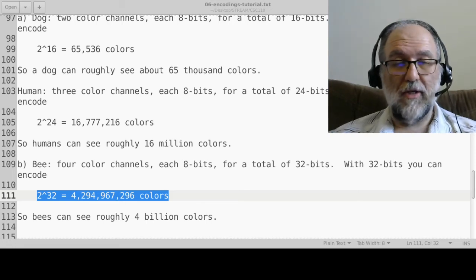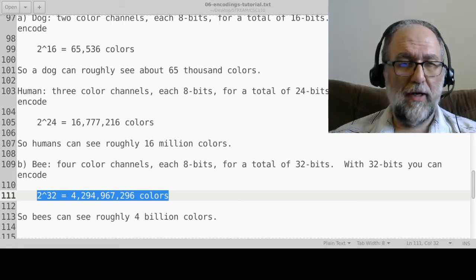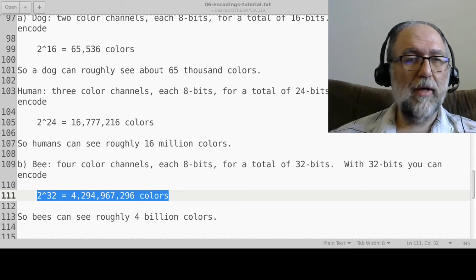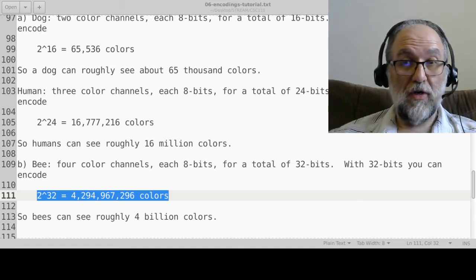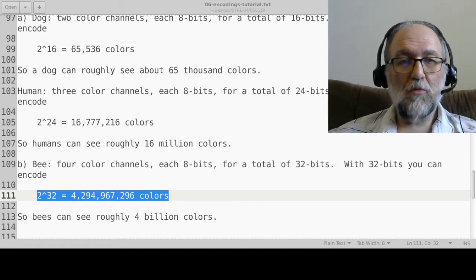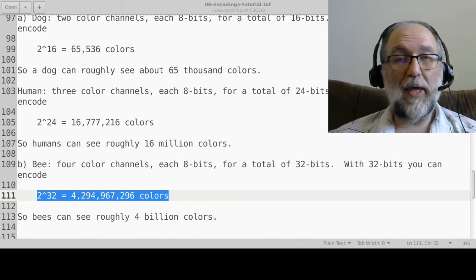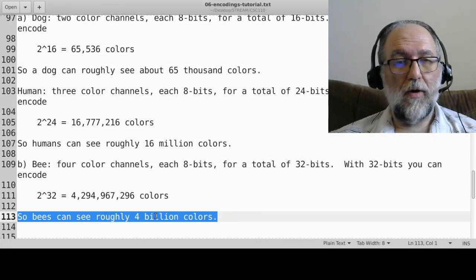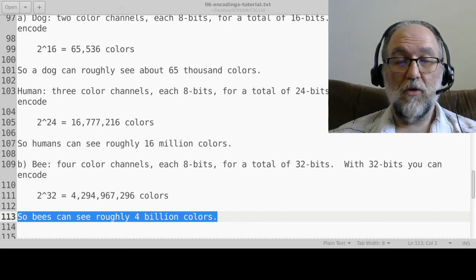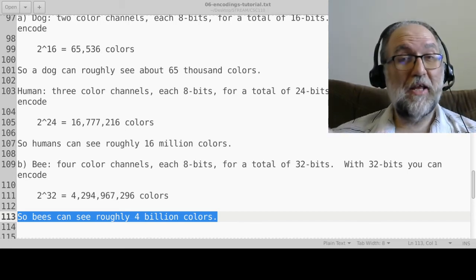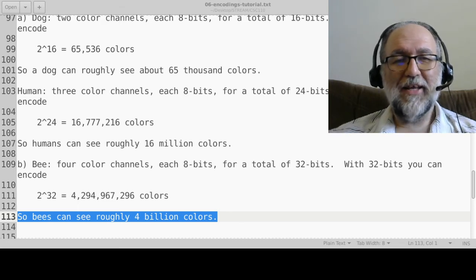That number is, I put commas in so you could see, 4,294,967,296. Okay, roughly 4 billion. Okay, so bees can see 4 billion colors. Okay, so again, dogs 65,000 roughly, humans 16 million roughly, and bees 4 billion different colors.